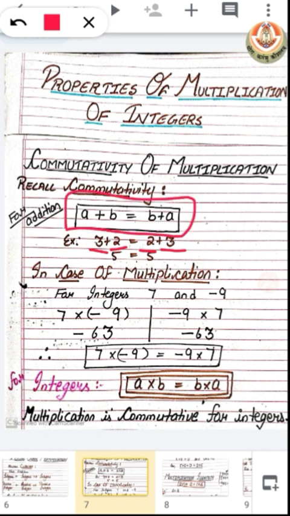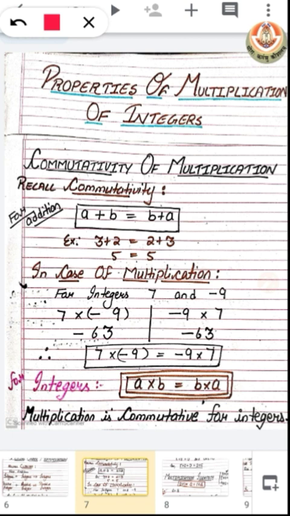the commutativity. Commutativity says when we interchange the place of numbers and we get the same answer, that means that operation is commutative. Okay, but this is a case of addition, and addition is commutative for integers. Now we have to learn for multiplication. So let's move on to multiplication.